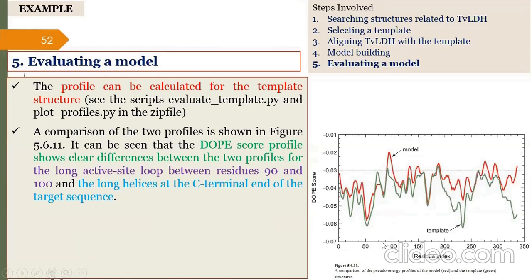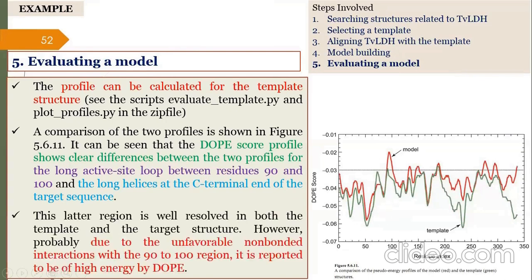अब यहाँ पे हम देखें अगर हम residue number 90 और 100 residue देख लें, so अगर profiles for the long active, so अगर ये active loop है between 90 and 100 and the long helices at C terminus end of the target sequence, अगर यहाँ पे ये N terminus है and this is the C terminus, तो यहाँ पे differences बहुत ज़्यादा हैं C terminus पे, ठीक है. So target और जो template sequences हैं इनमें differences बहुत ज़्यादा हैं यहाँ पे और यहाँ पे, ठीक है.